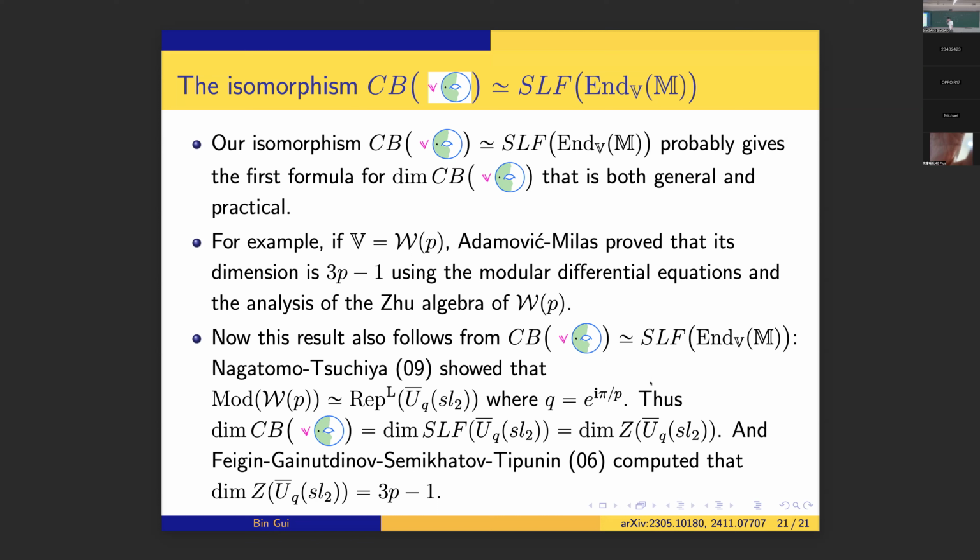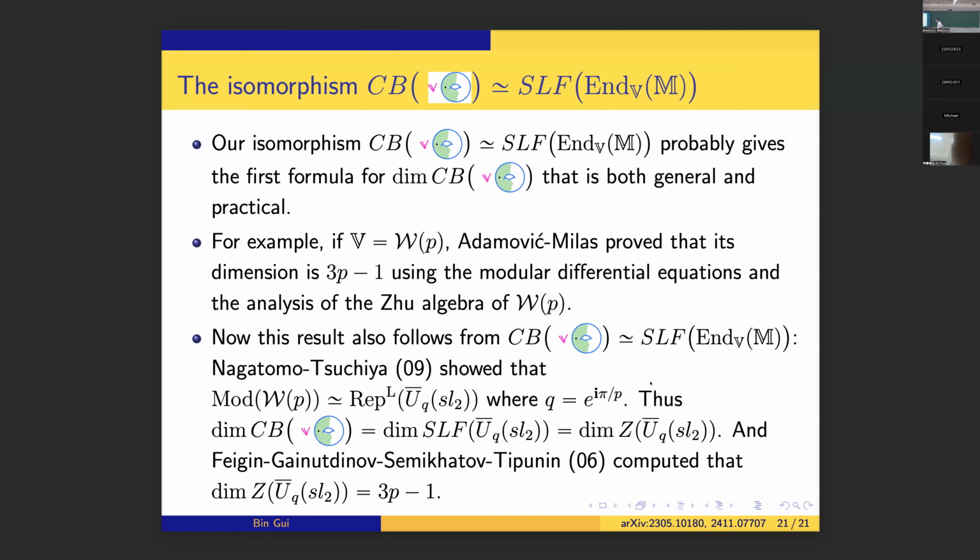For example, if you take V to be the triplet algebra W_p, it was known before, due to the work of Adamović and Milas, that the dimension of the torus conformal block space is 3p minus 1. The method they used combined two results. First, they used modular differential equations to get a lower bound, showing it is 3p minus 1. Then they studied the Zhu algebra, and the result on the Zhu algebra gave them an upper bound, which is also 3p minus 1. Combining them, they showed that this dimension is precisely 3p minus 1. And now using our formula, we can give another proof without using the modular differential equations.